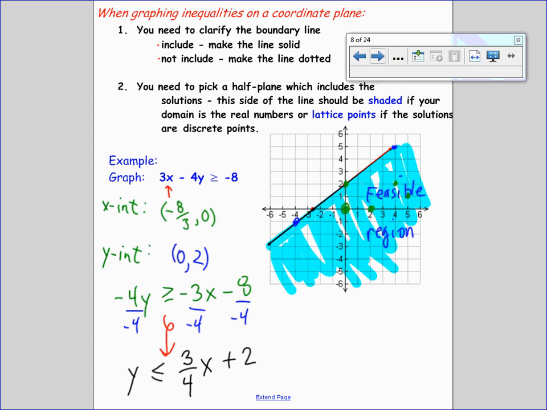However, my shading now, I could do by looking at my symbol. I want all the solution points whose y-coordinate is less than or equal to my boundary line 3/4 x plus 2. Visually, do you think these points would be above or below for a y less than equation? Well, y less than or equal to would be all the points whose y-coordinates are below that boundary line. And so if you solve for y, then you can just look at the symbol and say, less than I shade below, greater than I shade above. You see? So that's two different ways you can do the same problem. Awesome.